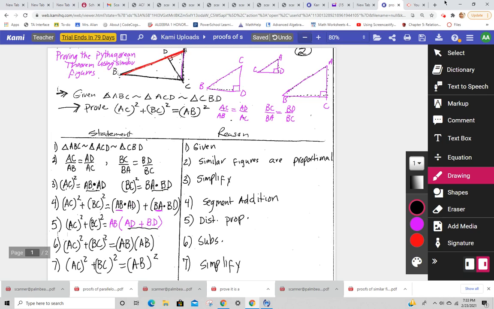Okay, so we have just proven A squared plus BC squared equals AB squared, using similar figures. All right, let's go to our next proof.